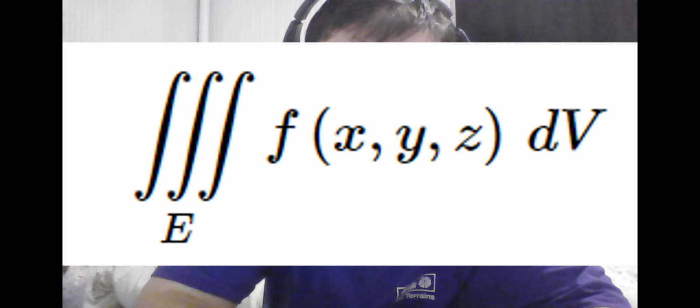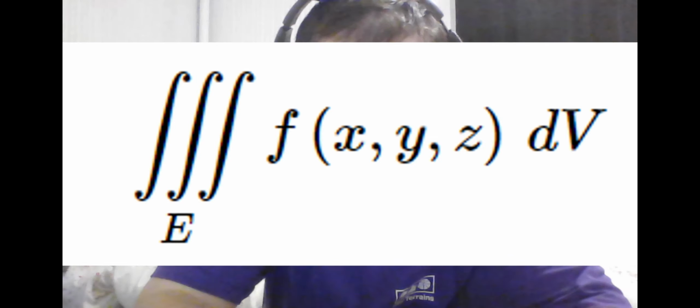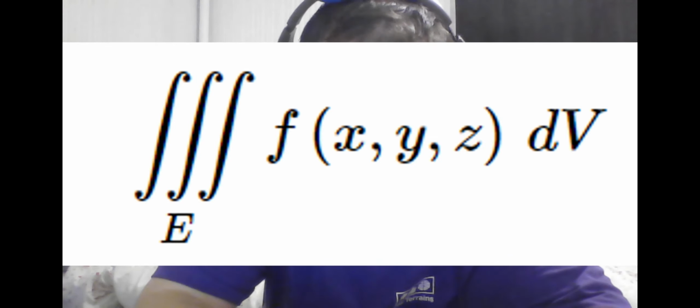Hello everyone. For this tutorial video, I'd like to discuss how to find triple integrals, which are integrals of functions of 3 variables rather than 2. A triple integral is denoted with 3 integral symbols, a capital E in subscript beneath the 3 integral symbols, and then a function of x, y, z, with respect to a small change in volume.